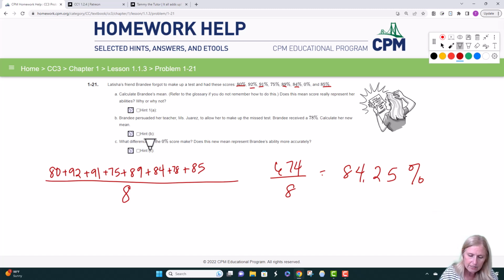Okay, see, what difference did the 0% score make? Does this new mean represent Brandy's ability more accurately? Yeah, that 0 brought her true average considerably down, and so it wasn't a true portrayal of what she was actually capable of doing. Does the new mean represent her ability more accurately? Absolutely, yes, it does. This is the true average of her scores when she actually sat down and took the test and got the grade that she got because that's what she knew. Okay?